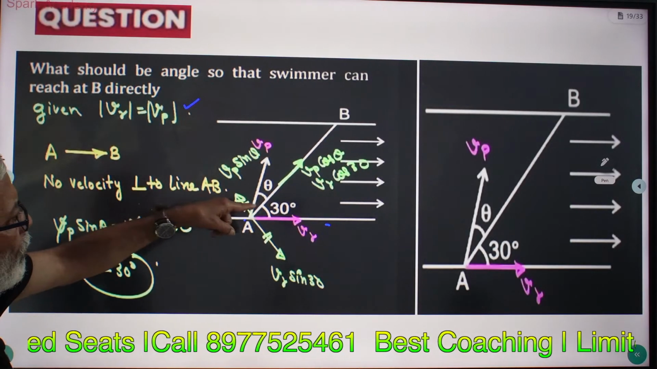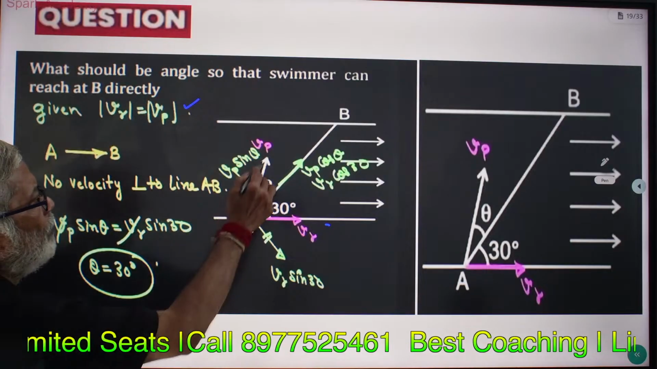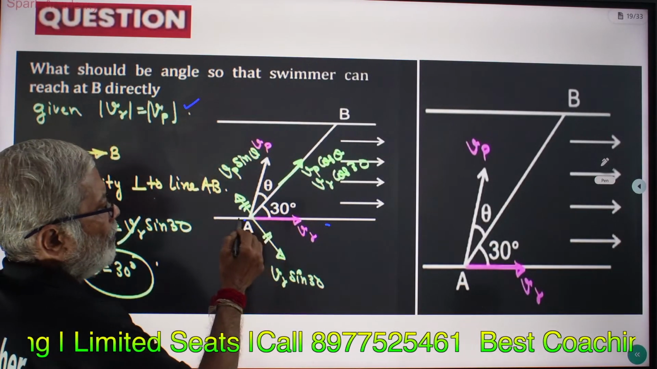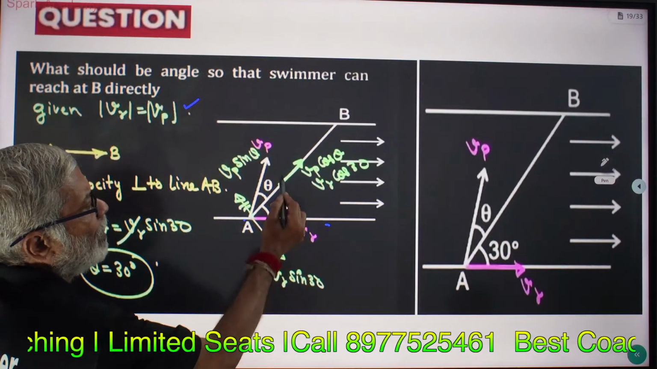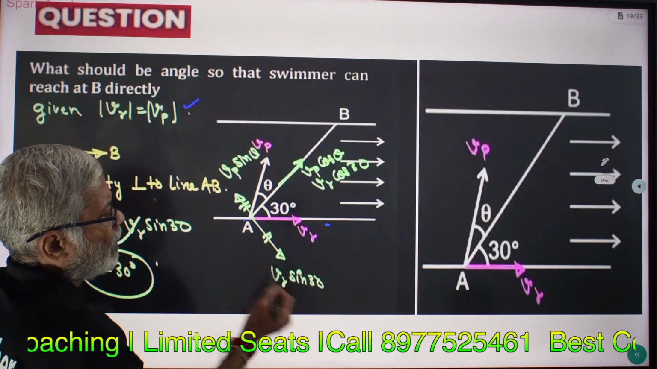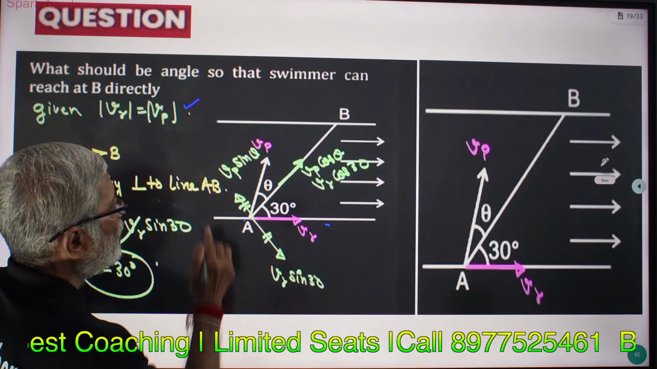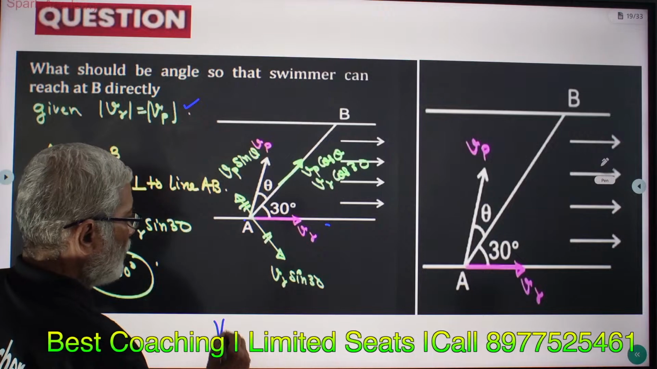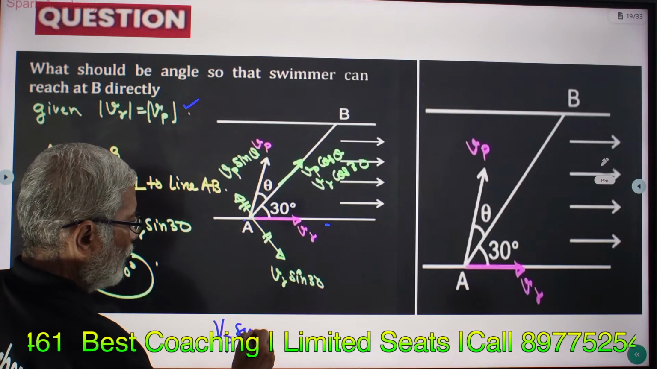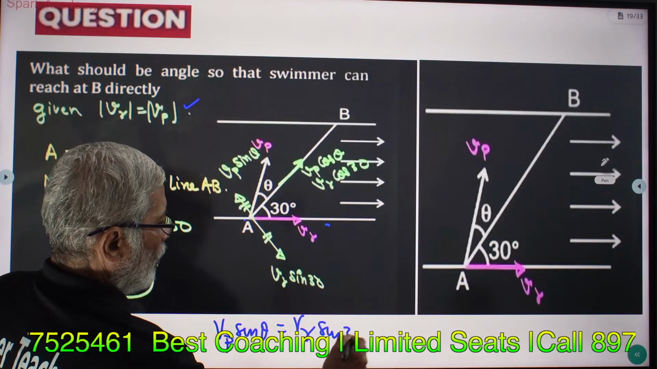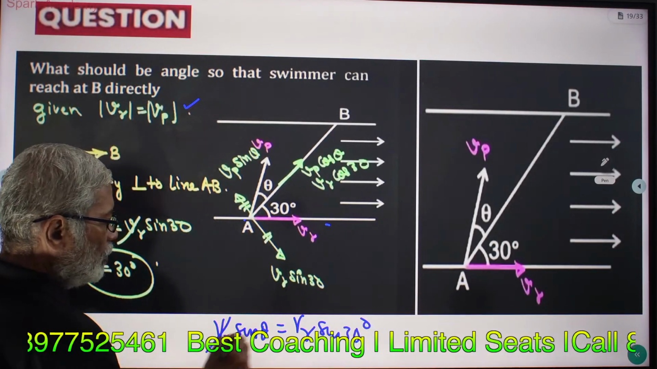So now after resolution of vectors, VP is resolved into two components, VP cos theta and VP sin theta, and VR is resolved into two components, VR cos 30 and VR sin 30. These two are equal and opposite. Equal and opposite means VP sin theta is equal to VR sin 30. Already you know that these two are equal.